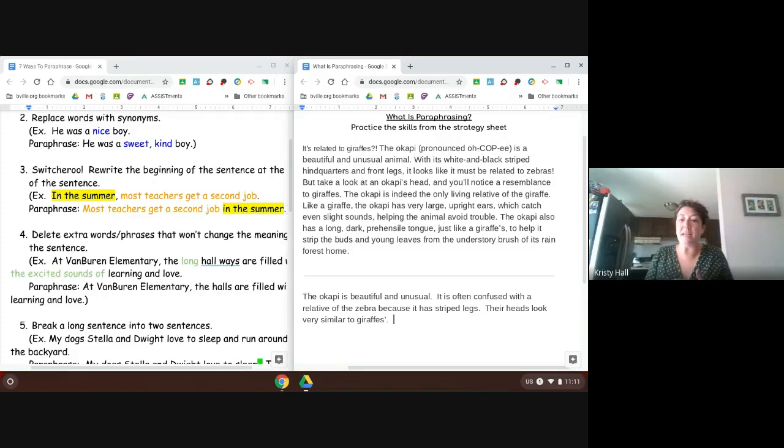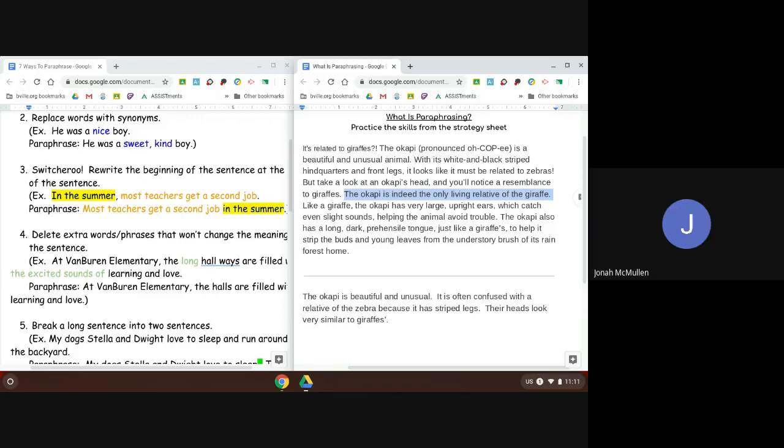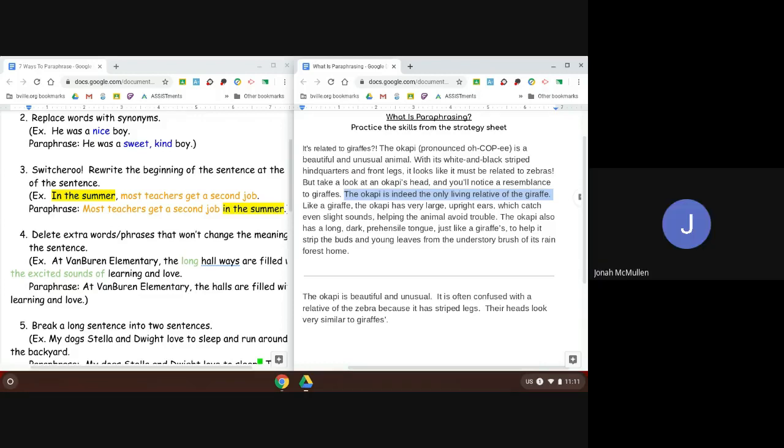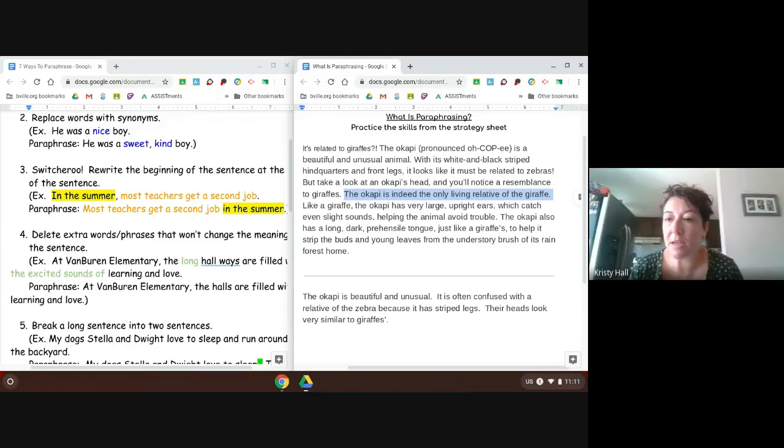The okapi is indeed the only living relative of the giraffe. Can somebody help me out with paraphrasing that part? Let's say it another way. The okapi is indeed the only living relative of the giraffe. You can say the okapi is the only living relative to the giraffe. Well, you pretty much said the whole thing, Jonah. So you can take out living relative. Say that again. You could take out living relative. So the okapi is indeed the only of the giraffe?